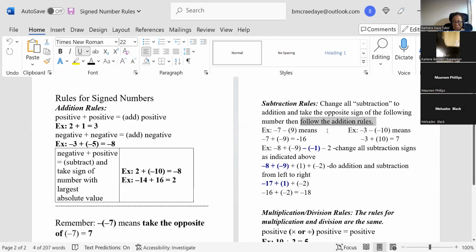Mercedes, do you have questions on this subtraction rule? I'm just trying to make sure I got what you're saying. With the 16, you carry back the minus sign to the answer, because it says change subtraction to addition.